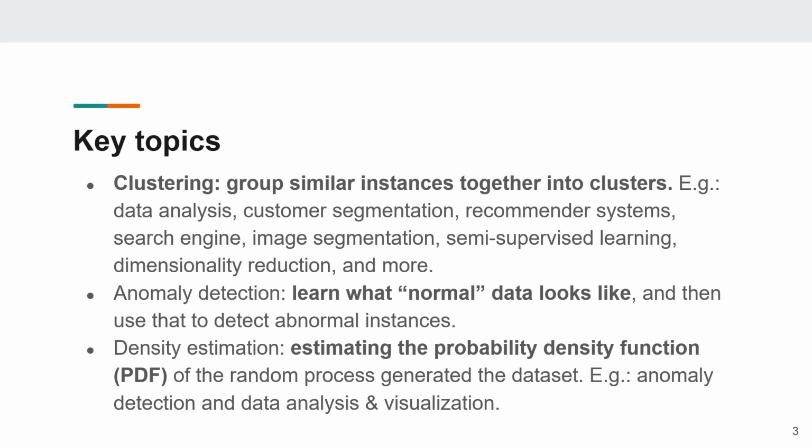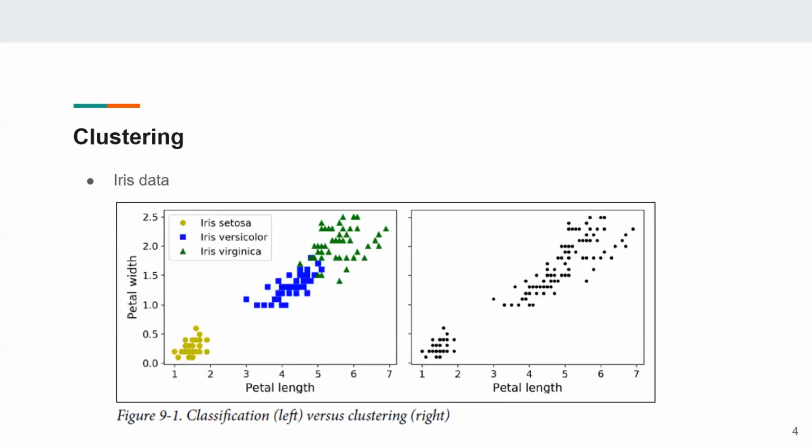The third topic we want to touch upon would be density estimation: estimating the probability density function of the random process that generated the dataset. And then this can help with anomaly detection and can also help with data analysis and data visualization. So first of all, let's look at what is clustering.